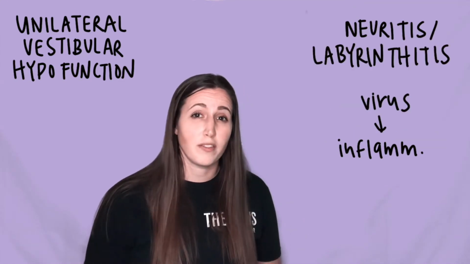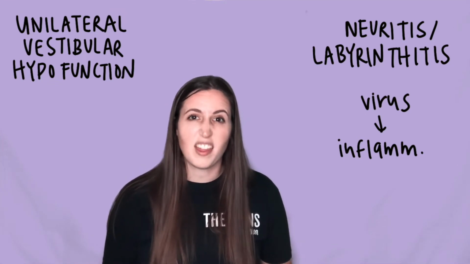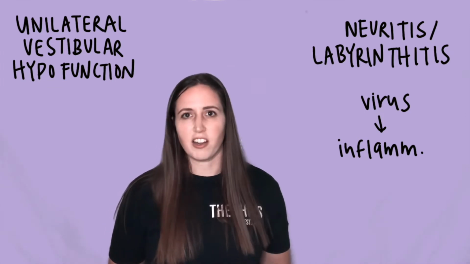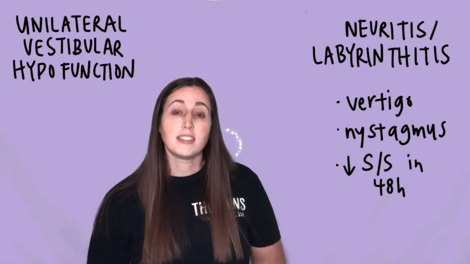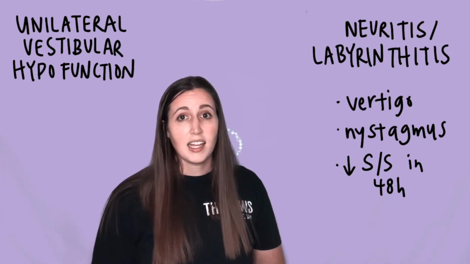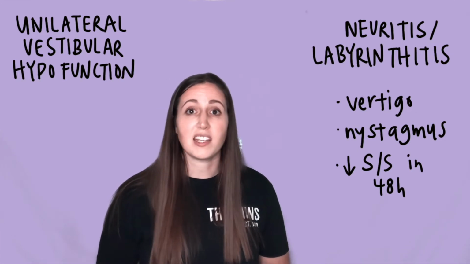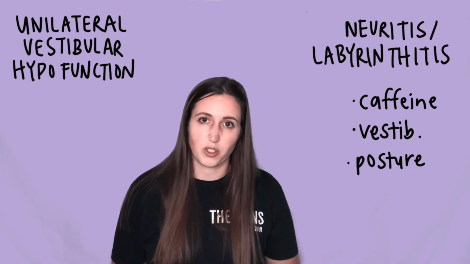Another common type of unilateral hypofunction is vestibular neuritis or labyrinthitis. Basically, you get a virus that causes inflammation somewhere in the inner ear and it messes you up. Symptoms can include severe vertigo, nystagmus towards the intact side, and symptoms that may resolve within 48 hours due to central compensation. Treatment can include caffeine as well as vestibular and postural exercises.